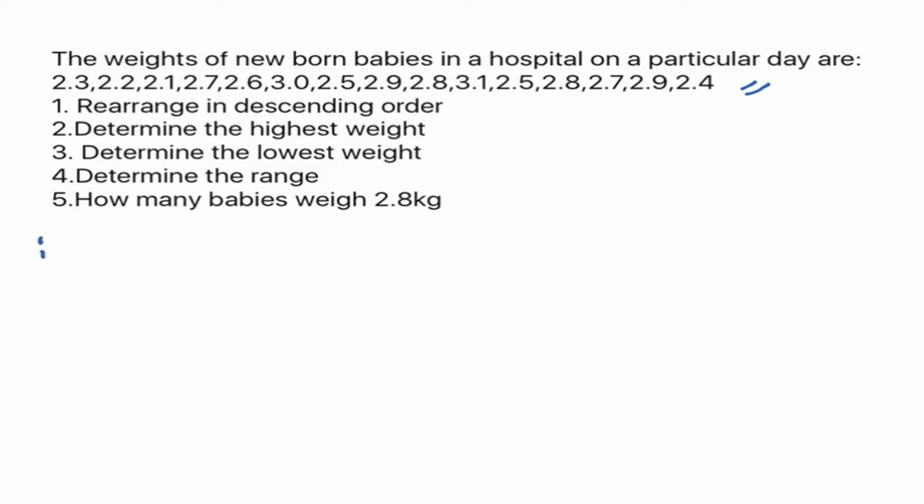First of all, we will arrange the data in descending order. So the highest weight is 3.1. The next is 3.0. Next we have 2.9, 2 times. Next we have 2.8, 2 times.